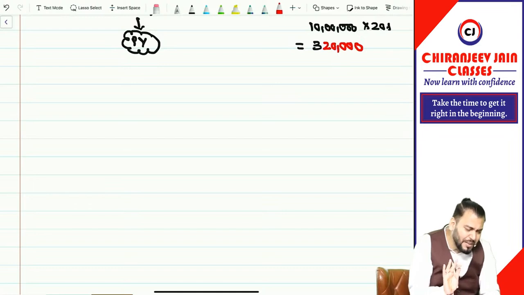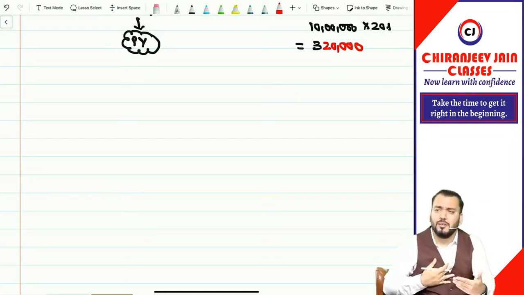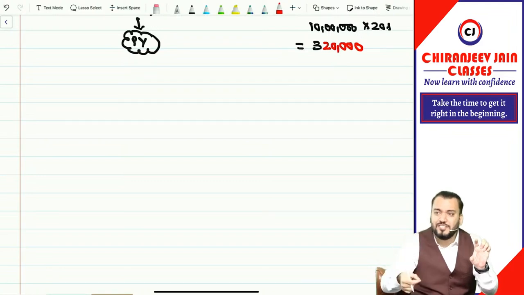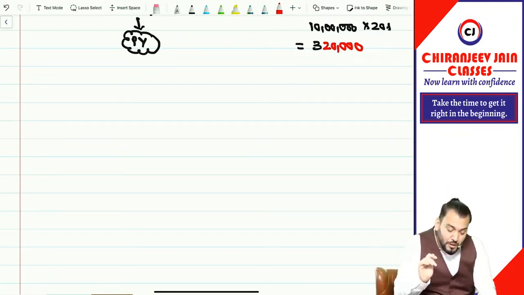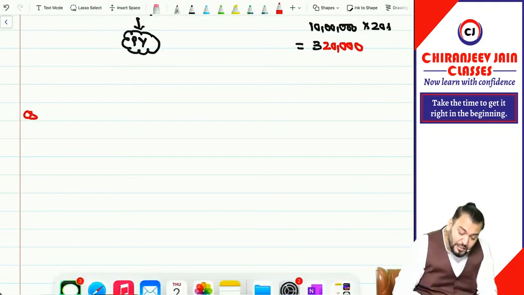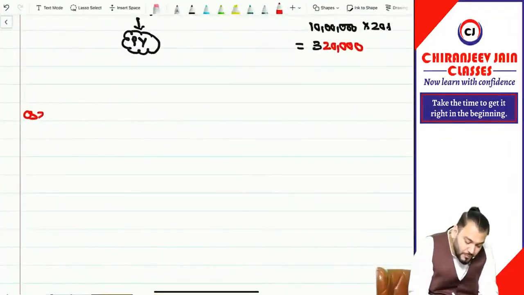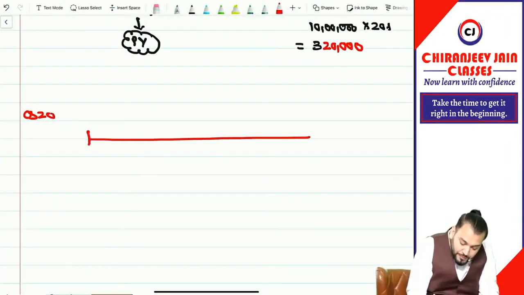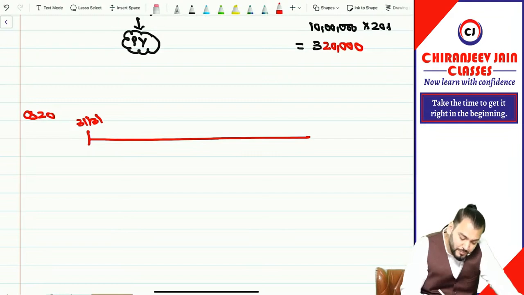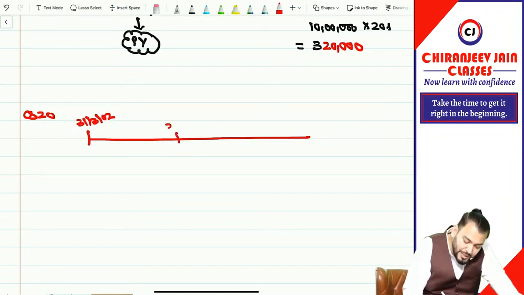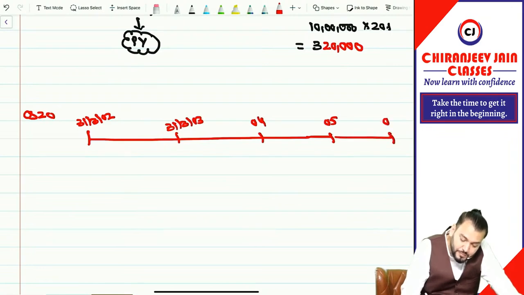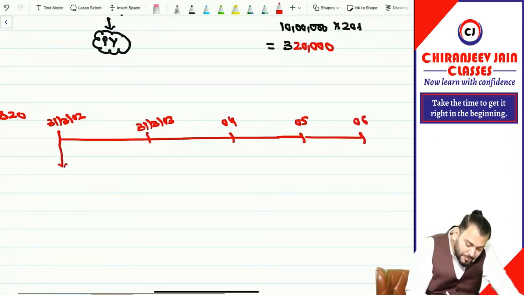Whenever any question comes which is given in paragraph format with a lot of dates, always try to prepare a timeline while reading the question itself. While you are reading, just draw it. Question number 20 we are doing. Right now the current date is 31st March 2002. After 1 year it will be 31st March 2003. Then this is 4, this is 5 and this is 6. We are standing at this point of time.